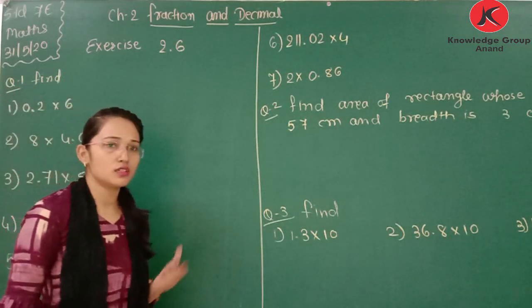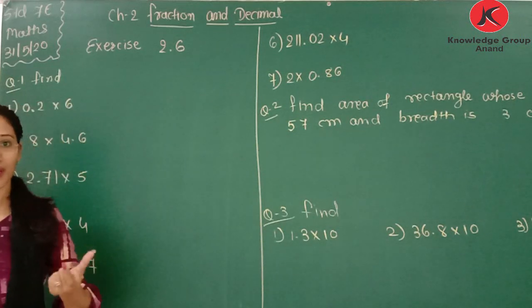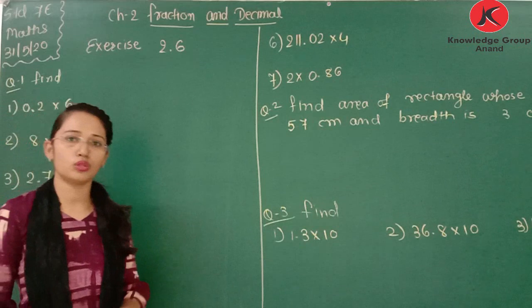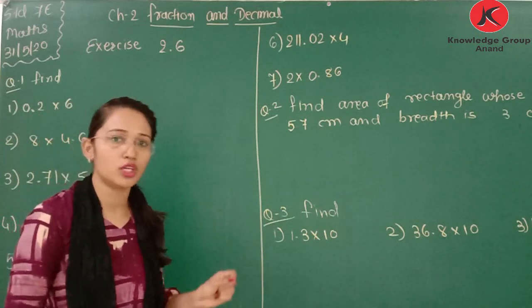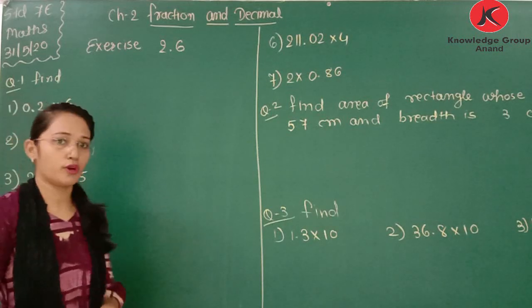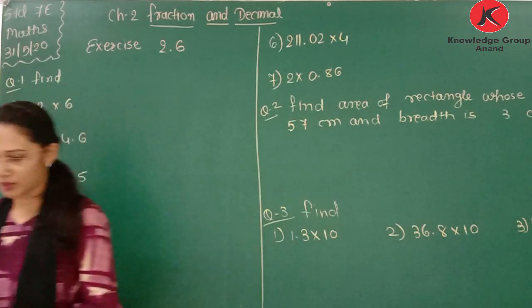If it is a multiplication of decimal numbers, then what you have to do? Multiply the numbers as whole numbers, count the decimal places in both numbers, and put the decimal point according to the total number of decimal places. For example, here we will start exercise 2.6, which is related to multiplication of decimal numbers.